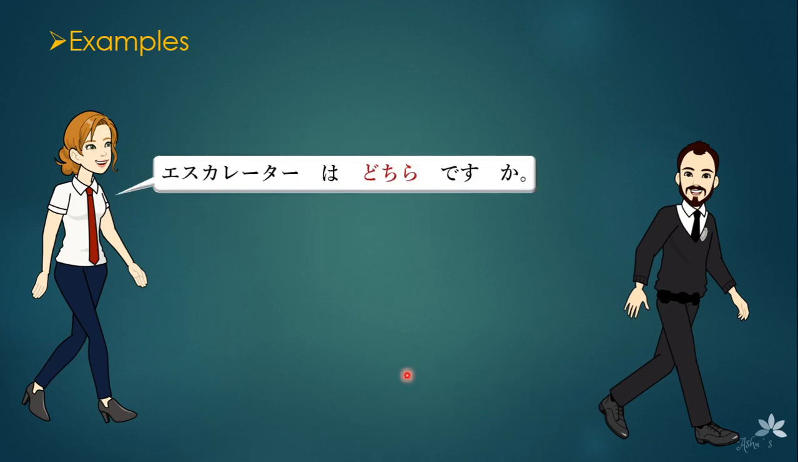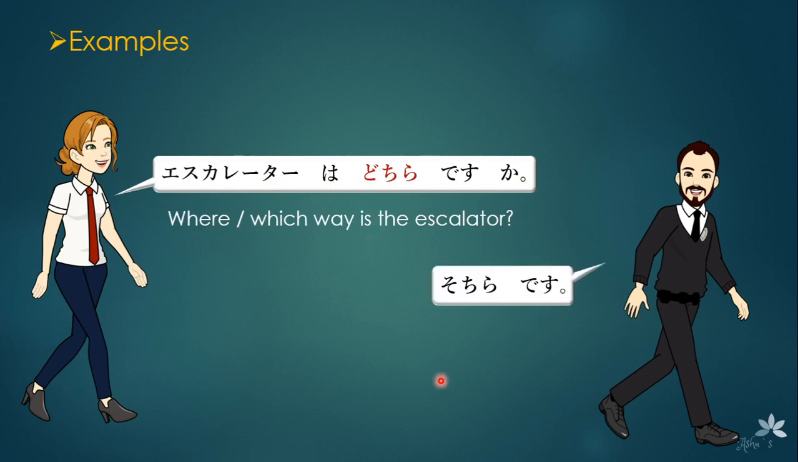Let's look into another example. She is asking, escalator wa dochira desu ka? Which way or where is the escalator? He replies, sochira desu. Sochira desu, which means that way or there.